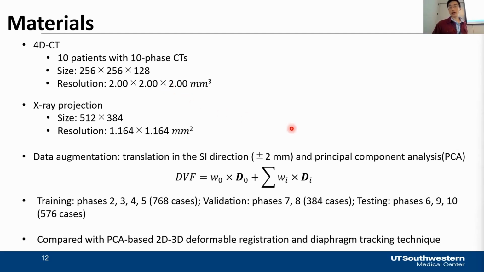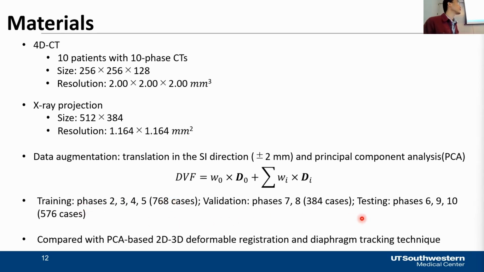We augment the data set to generate realistic respiratory deformation encountered in the onboard X-ray imaging situation. Here we use the principal component analysis based motion model for each patient. Under the PCA, the patient's motion is written as the linear superposition of the principal motion components, and we scale these coefficients to generate this realistic onboard patient motion. In addition to that, we have a translational augmentation in the superior-inferior direction to simulate onboard setup error. By doing these augmentations, we can generate about 1,700-ish cases and divide them into training, validation, and testing data sets.